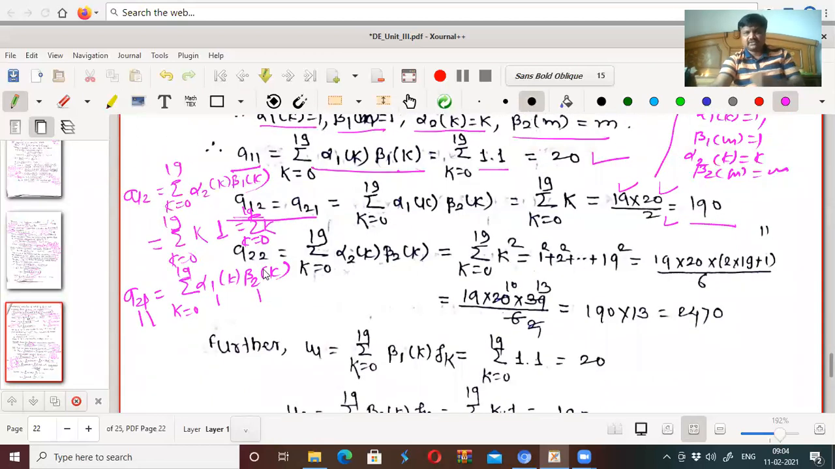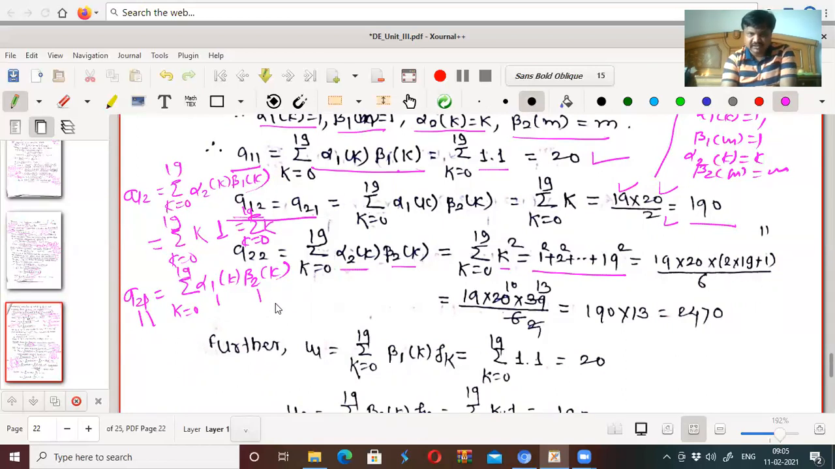Similarly, a22 is the summation from k equal to 0 to 19 of alpha 2k beta 2k. What is alpha 2k? Alpha 2k is k, beta 2k is k, so k into k, that is k square. Now the summation from k equal to 0 to 19 of k square: if I put k equal to 0, you will get 0. If I put k equal to 1, it is 1 square plus 2 square plus up to 19 square. So this becomes 19 into 20 into 2 into 19 plus 1 divided by 6.